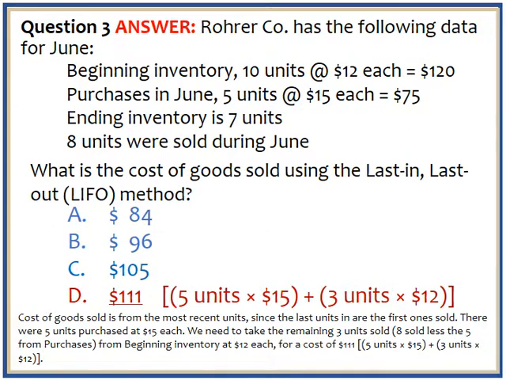The answer is $111. Cost of goods sold is from the most recent units since the last units in are the first ones sold. There were 5 units purchased at $15 each. We need to take the remaining 3 units sold, 8 sold less the 5 from purchases, from beginning inventory at $12 each for a cost of $111, or 5 units times $15 plus 3 units times $12.